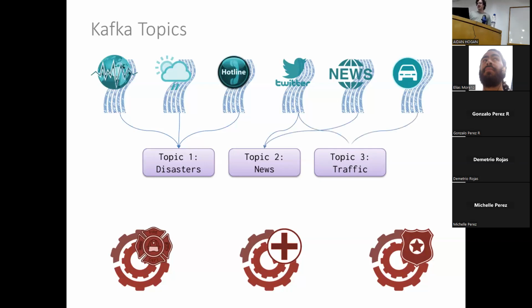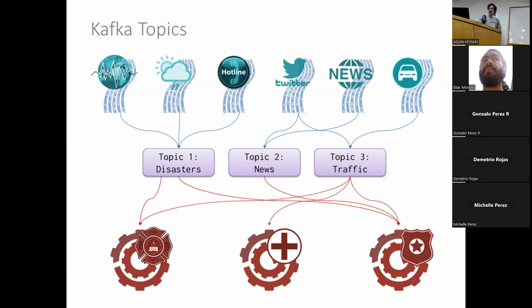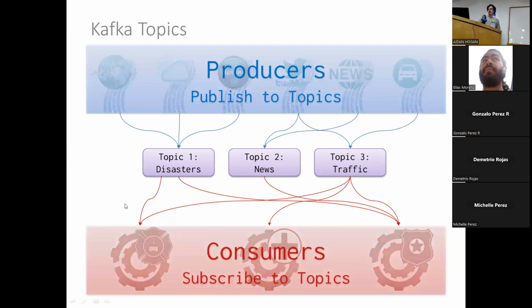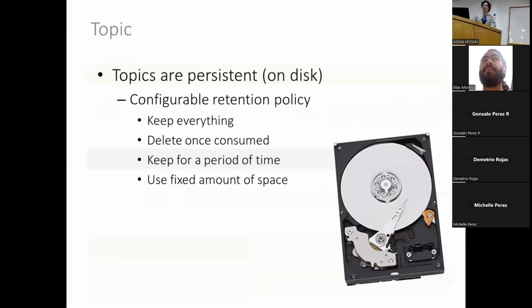So we have these different topics. For example, let's say Twitter is relevant for traffic, and also obviously traffic reports are related to traffic. Then the consumers can subscribe to a topic to say, hey, I want to receive the messages related to this topic. So in this case, we have some subscriptions where the consumers are subscribed to topics and will receive the messages relating to those topics. So producers publish to topics and consumers subscribe to topics. They can pull messages from the topics they're subscribed to.